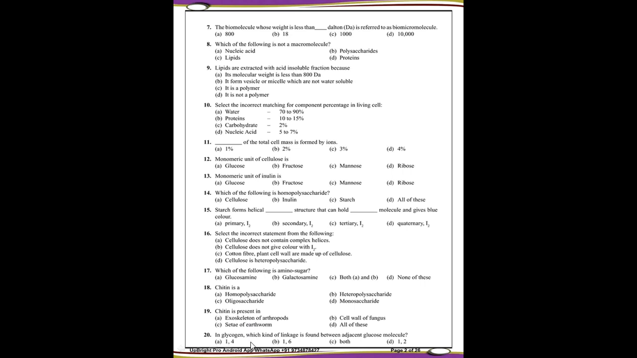Let's see, in glycogen, which kind of linkage is found between the adjacent glucose molecules? No, it has 1,4 and 1,6. So the answer is C rather, sorry. So in glycogen it forms 1,4 linkage and 1,6 linkage. So the answer is C. I think it skipped me. Sorry for that. Question 20, the answer is C.